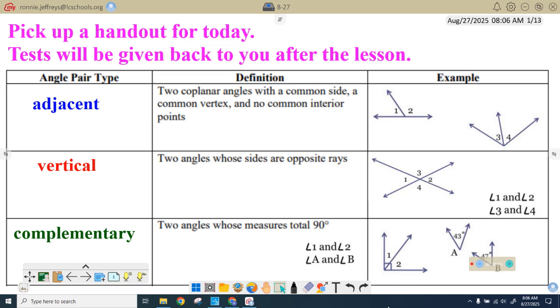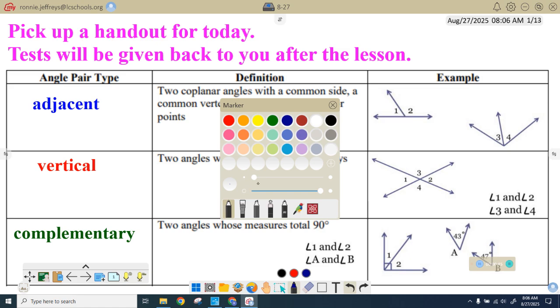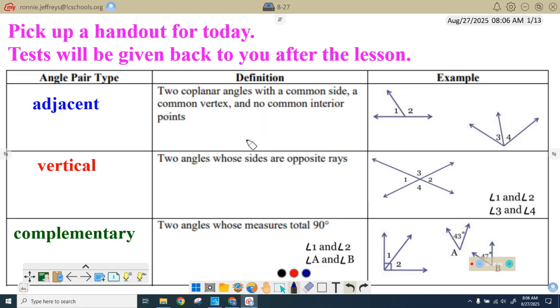So, we're moving on after our first test. All right. We're dealing with a little bit more of angles. We have our angle pair types. Adjacent. We're going to put our definitions under here, beside each other.